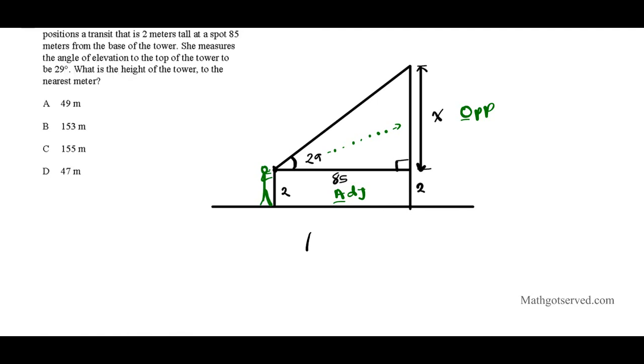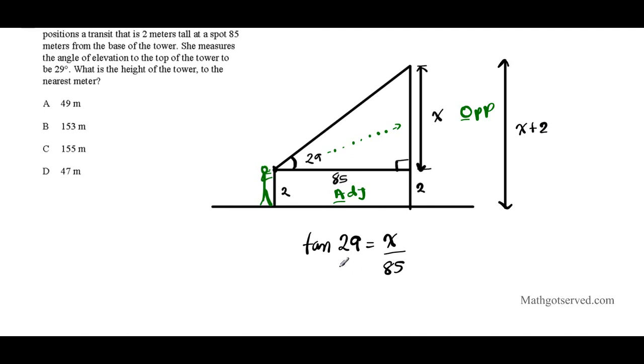So we're going to have tan of the angle 29 equals opposite, which is x, over adjacent. Remember, x is not the height of the tower. The height of the tower, let me show it to you, is x plus 2. It's that x plus the height of the transit. Okay, so we have to be really careful about that. So the height of the tower is going to be x plus 2.